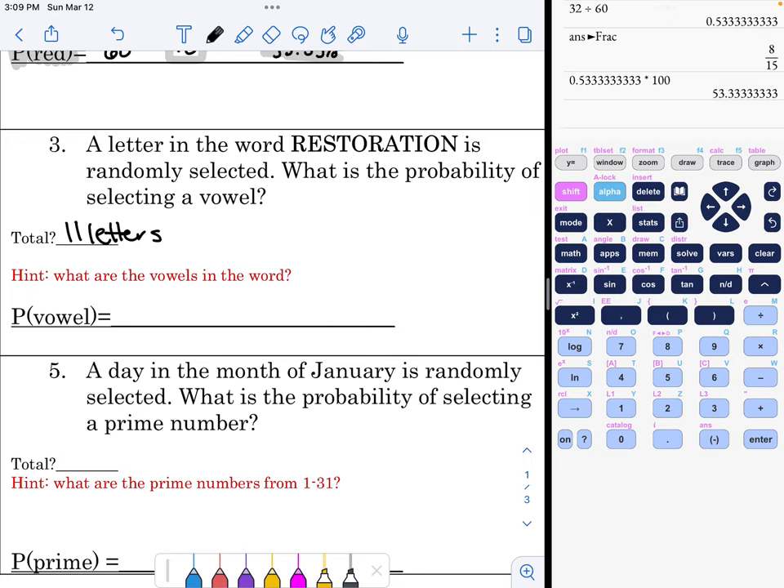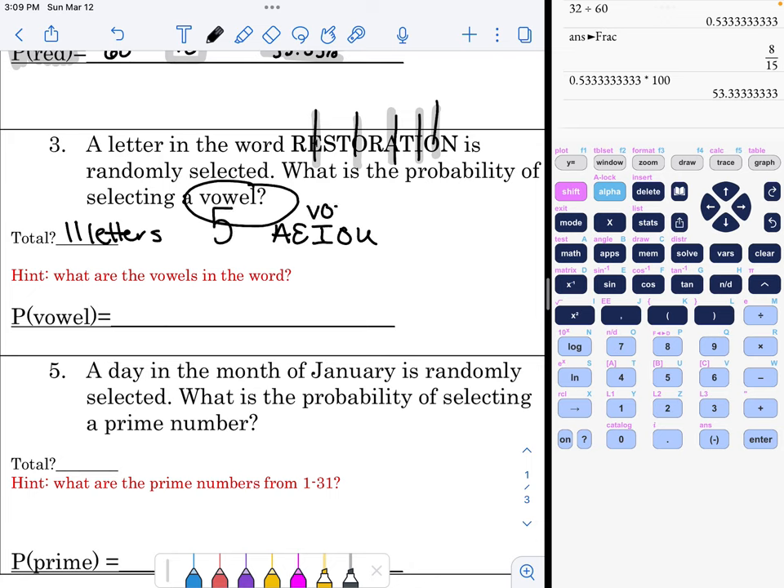So now they want me to select a vowel. So that's A, E, I, O, and U. So I'm going to count them. Here's E, O, A, I, O. Let's count those. 1, 2, 3, 4, 5. So there are 5 vowels.